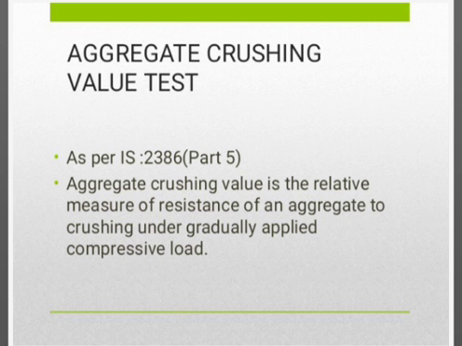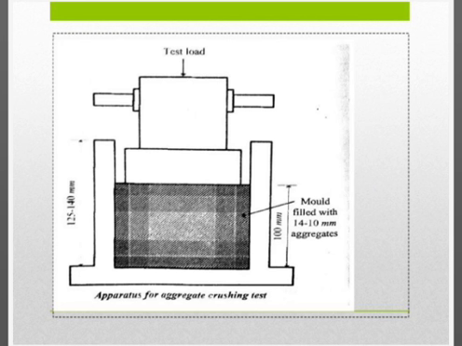What is meant by aggregate crushing value? The aggregate crushing value is a relative measure of resistance of an aggregate to crushing load under gradually applied compressive load. It is a relative measure of resistance offered by the aggregate against the gradually applied compressive loads. The load is applied gradually, that is slowly. It is not a sudden load.